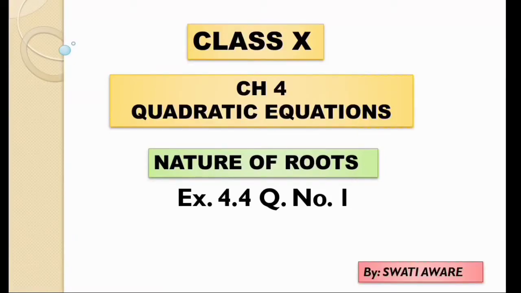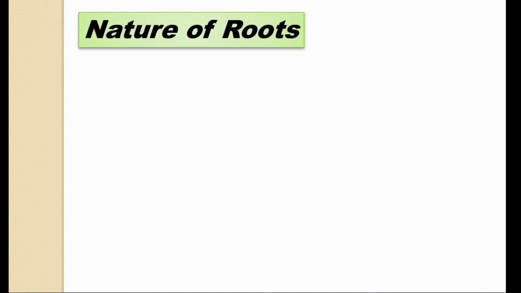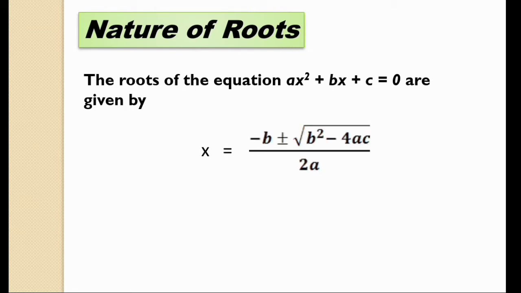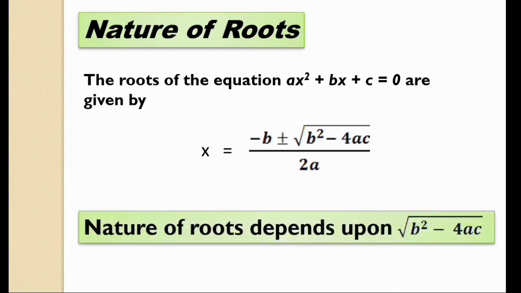Hello students, today we will solve exercise 4.4 question number 1, which is based on the nature of roots. Let's see what the nature of roots is. Students, the roots of the equation ax² + bx + c = 0 are given by x = (-b ± √(b² - 4ac)) / 2a. This is the quadratic formula, and with the help of this formula we can easily find the roots of the given quadratic equation. Nature of roots depends upon the square root of b² - 4ac.